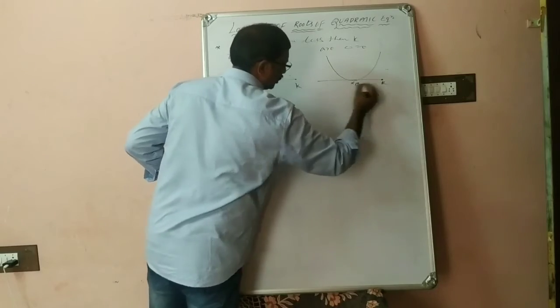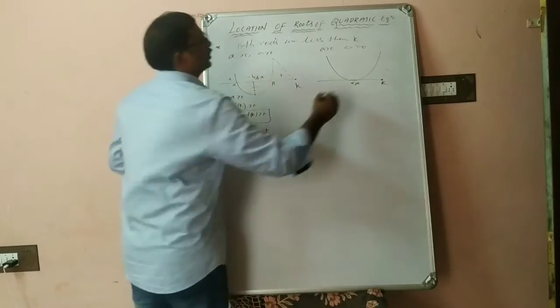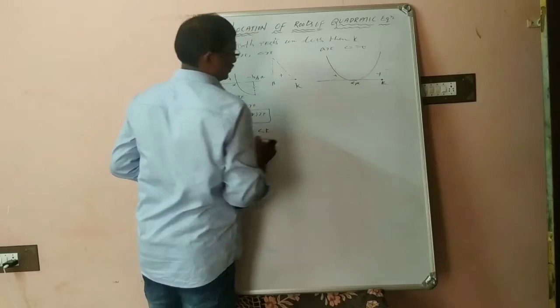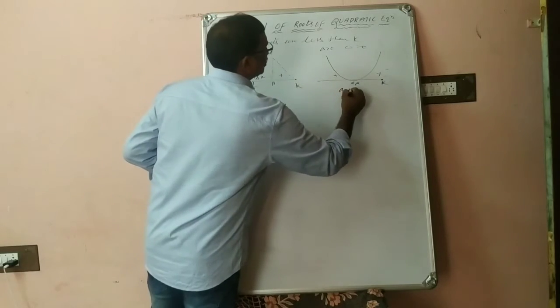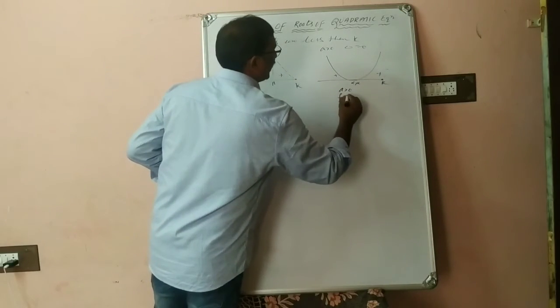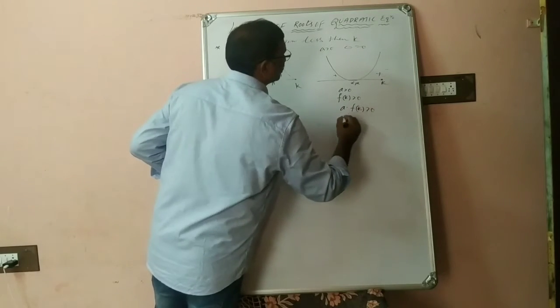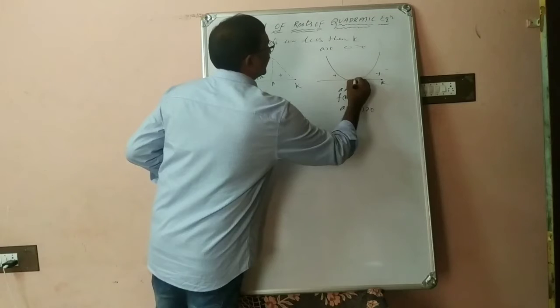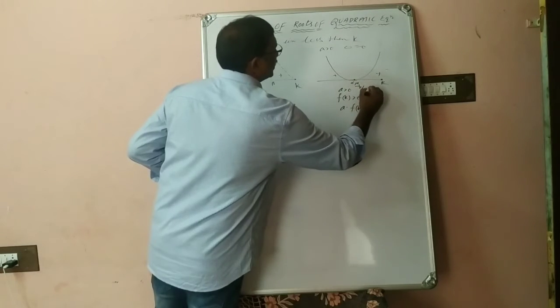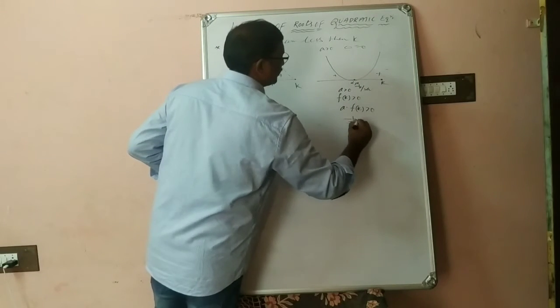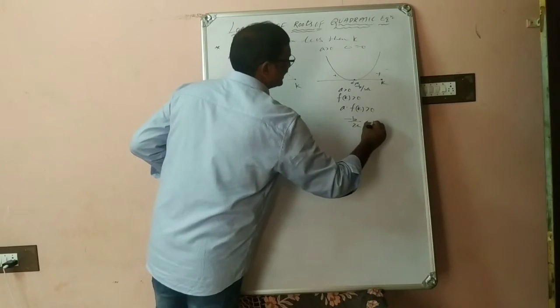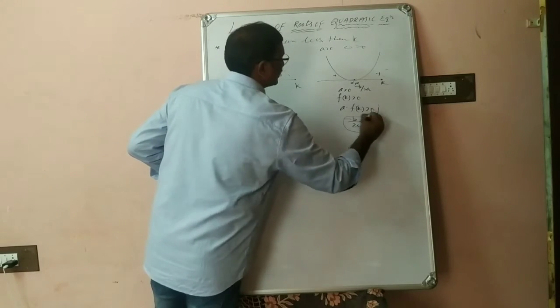This is k. Both the roots are less than k. So this is positive and this is positive. So a is positive, and f of k is positive. So a into f of k is positive. And where you are getting the minimum is at the point minus b by 2a. So that minus b by 2a is less than k in this case.